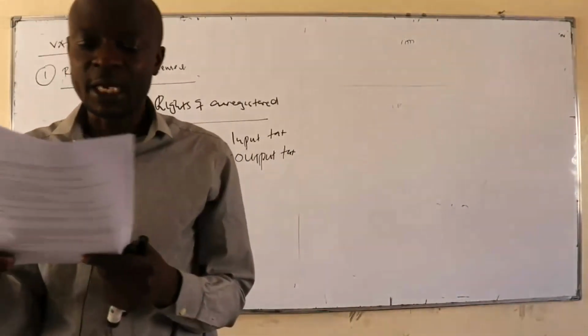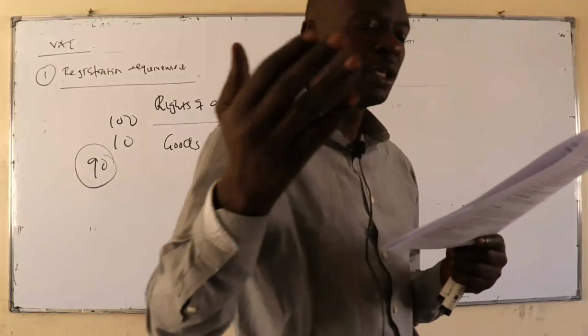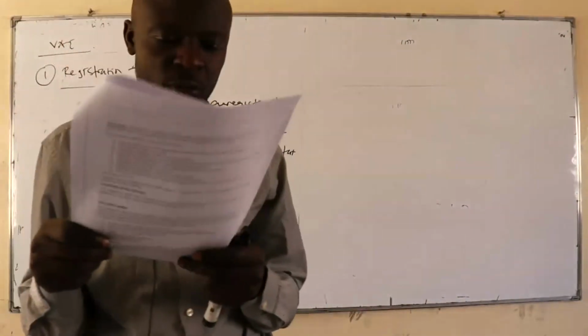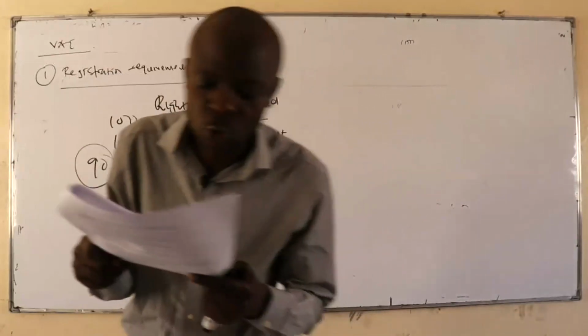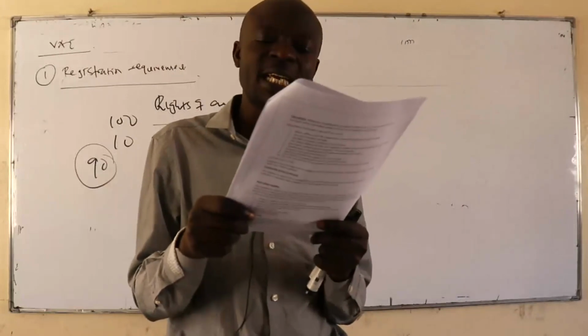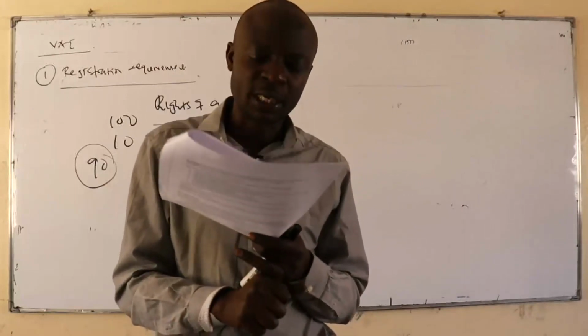And then number three, to charge VAT on all supplies of taxable goods and services. So when you sell goods that are VATable or services, you need to charge VAT. That is your obligation. And number four, to issue a VAT tax invoice immediately after each supply, but in any case within 14 days of each supply. So you have that particular responsibility.